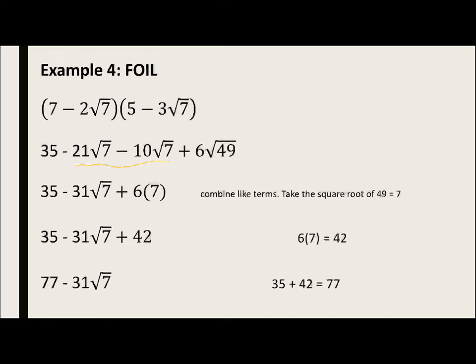Then I'm going to multiply the 6 times 7 equals 42. Now I'm going to add 35 plus 42 is 77. 77 minus 31 square root of 7 is the answer. I can't subtract because they're not like terms.